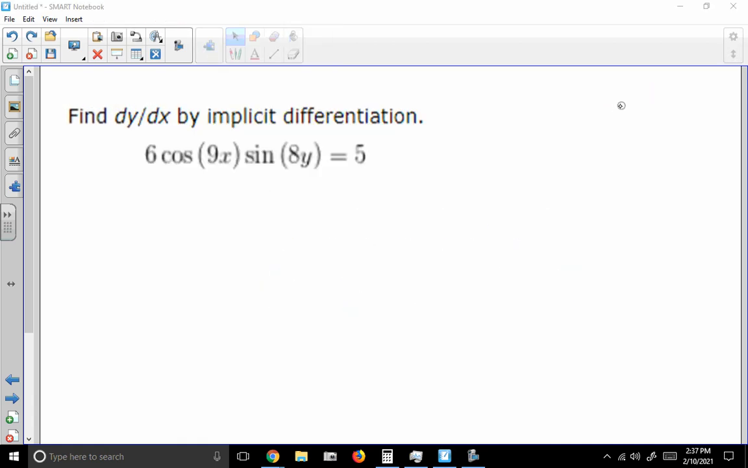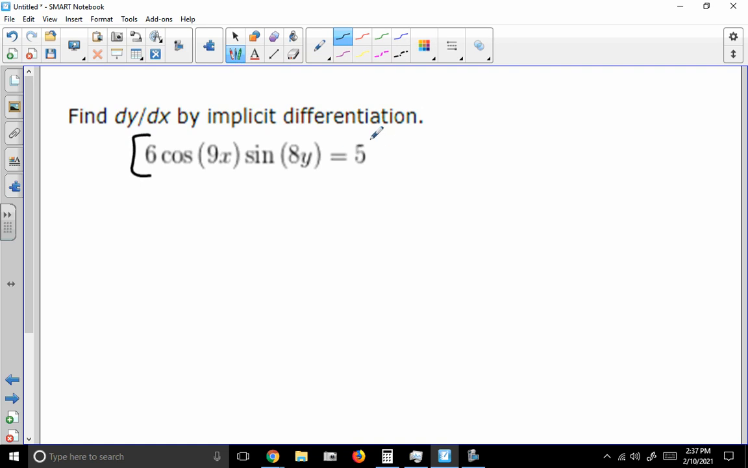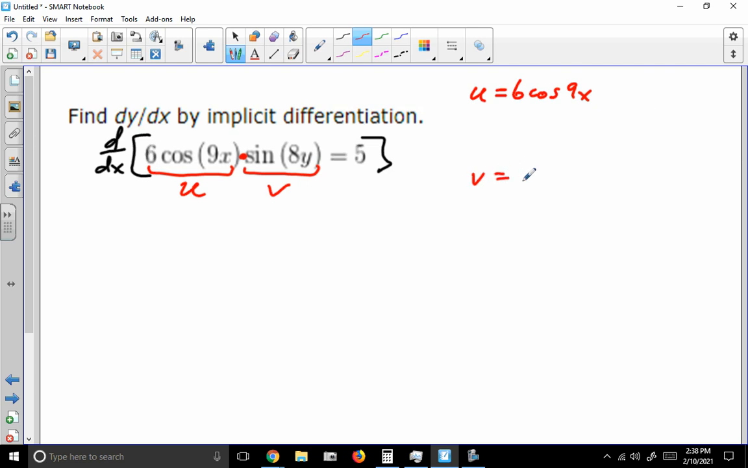So let's take the derivative with respect to x so that hopefully we can get dy over dx at the end. So we have a product. We have something with a variable times something with a variable. So let's call this u and that v. So if u is 6 cosine of 9x and v is sine of 8y, we need to find u prime and v prime. So u prime, 6 is a coefficient, so leave it alone.